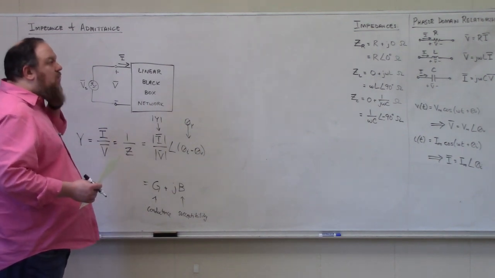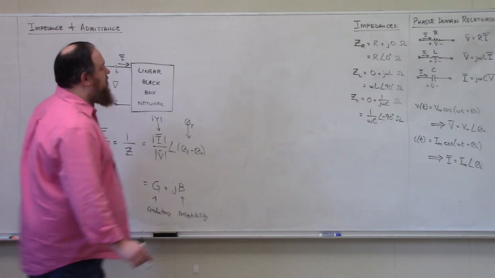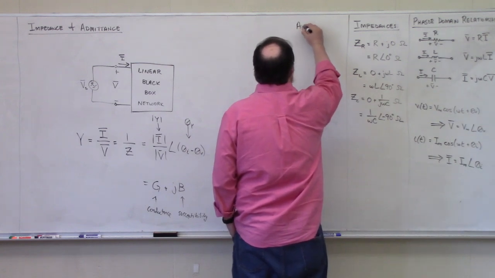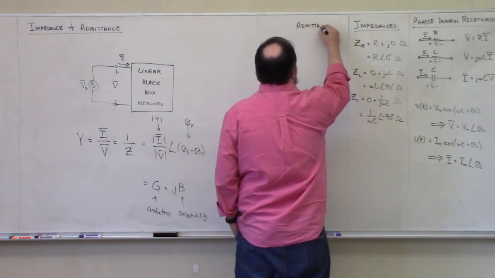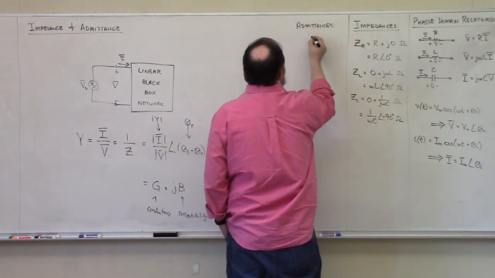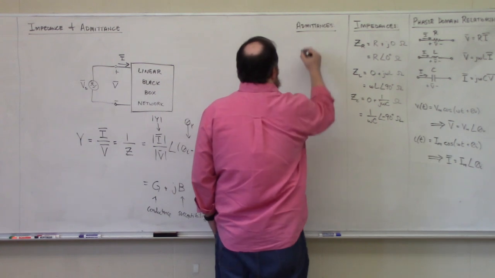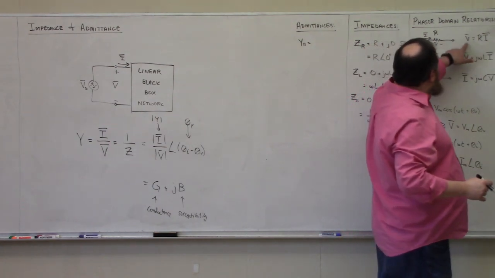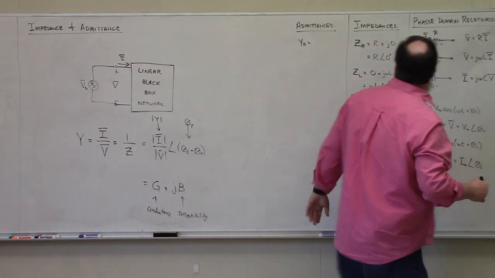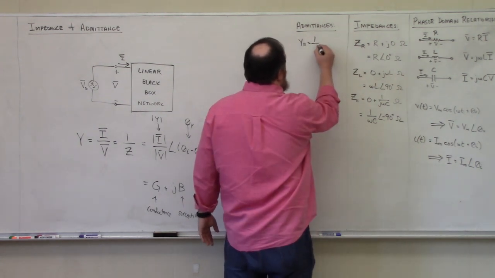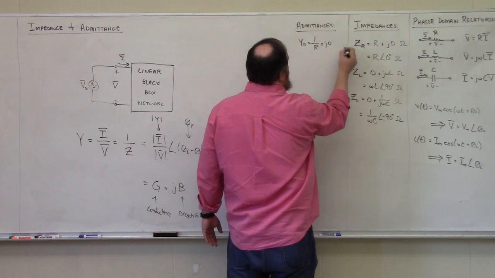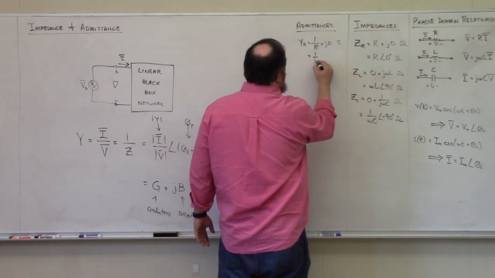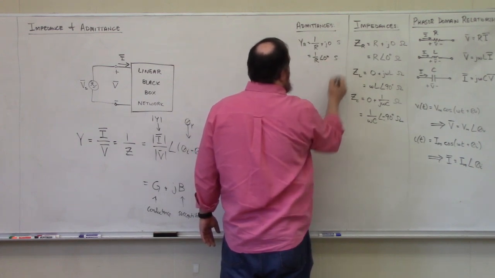We can develop relationships for the admittance fairly easily. Let's go ahead and do that real quick. So the admittance of a resistor. So I'm going to divide by V on both sides and divide by R on both sides. And so I get 1 over R plus j0 siemens, which is just 1 over R angle 0 degrees in siemens.